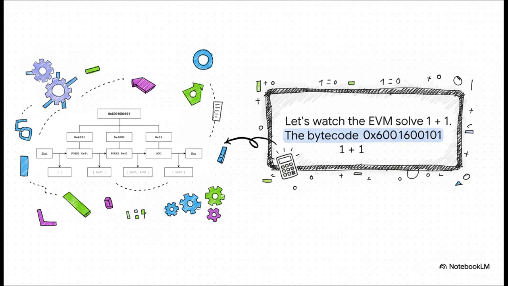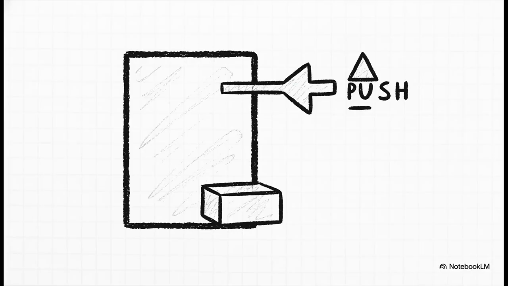We're going to watch the EVM solve the simplest problem imaginable, 1 plus 1. The raw code the EVM reads is called bytecode. It looks like this jumble of numbers and letters right here. Now don't worry, it looks intimidating, but we're going to break down exactly what it's telling the EVM to do step by step. Okay, first up, the EVM reads the first part of the code, 6001.